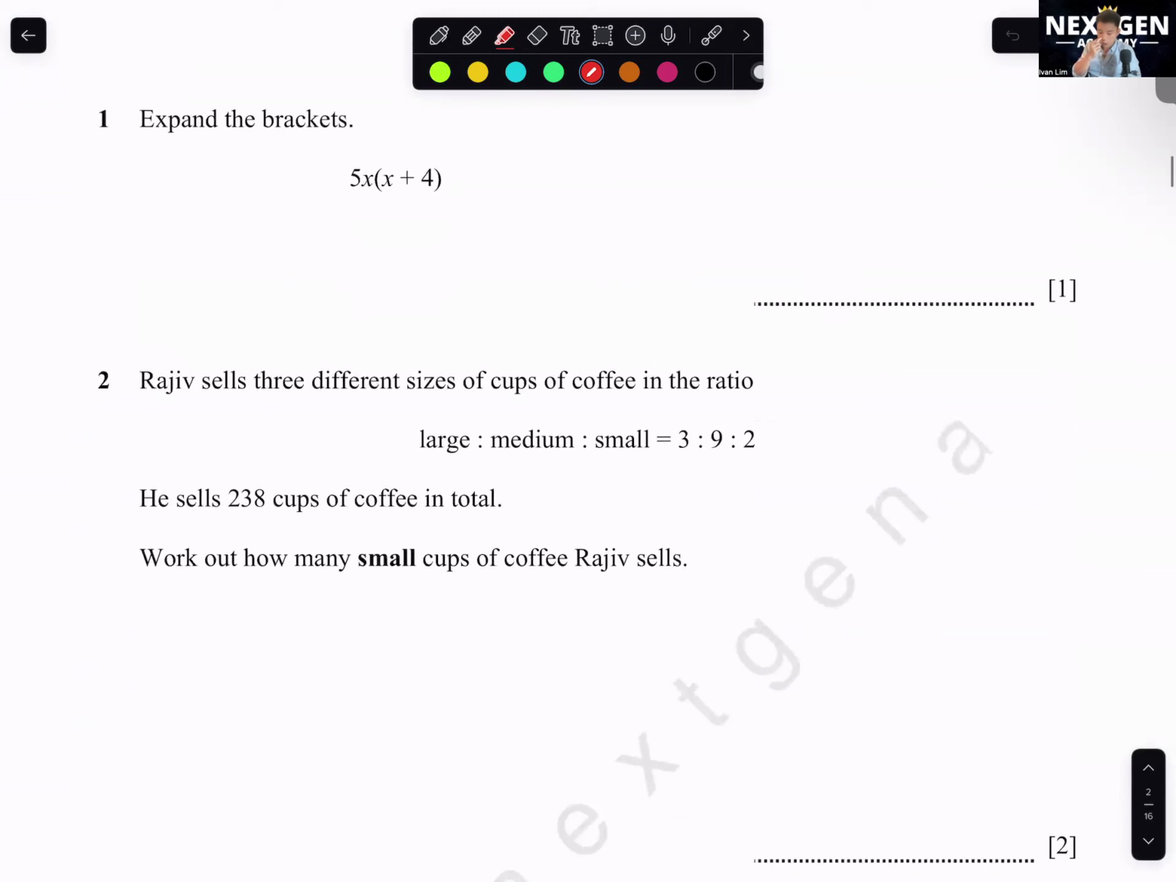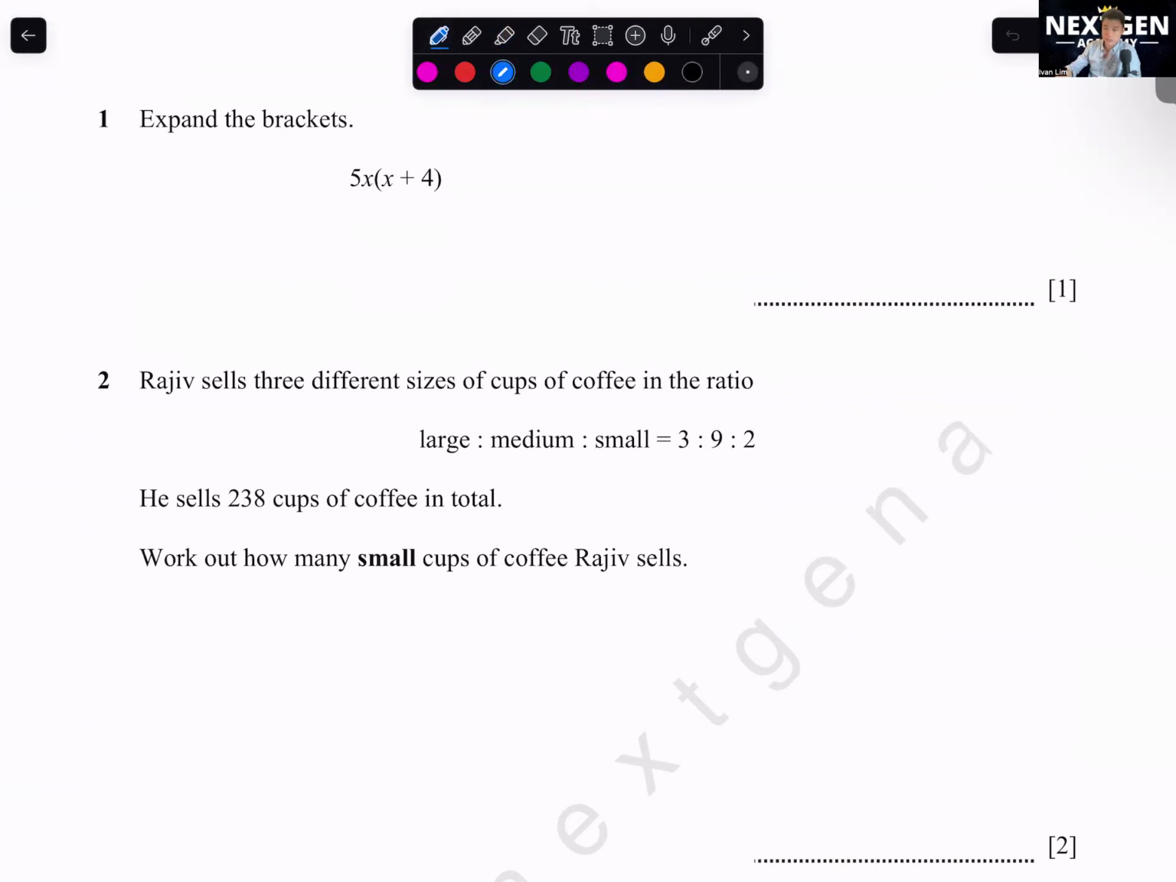Okay, so we're going to go to the first question here. Expand the brackets. How do we expand 5x times x plus 4? I want you all to answer together as I discuss. You can just type the answer in the chat so I know that you all are understanding this.